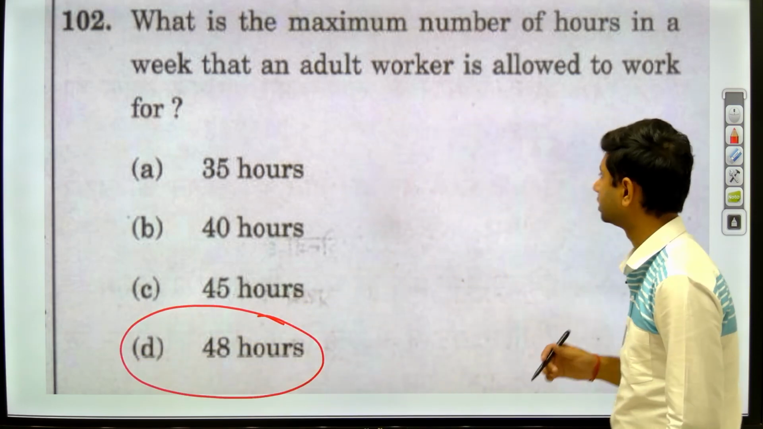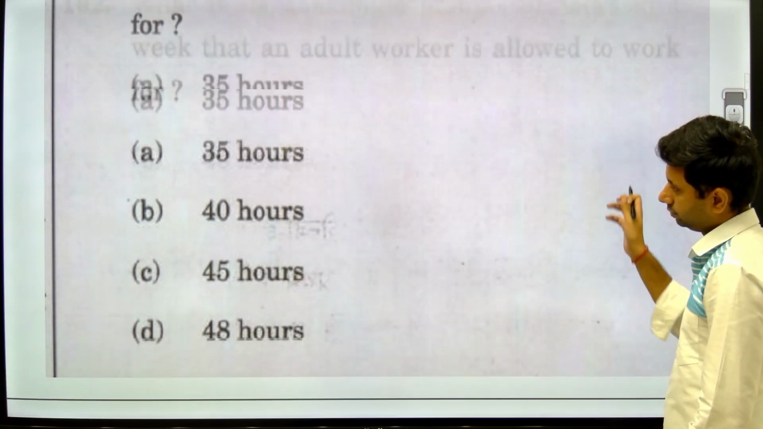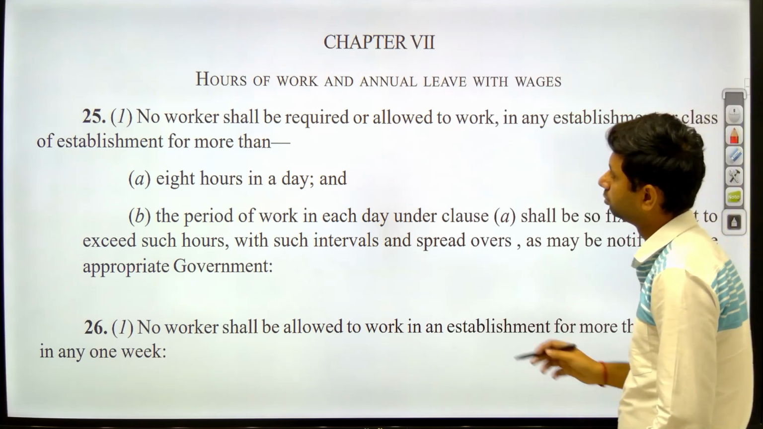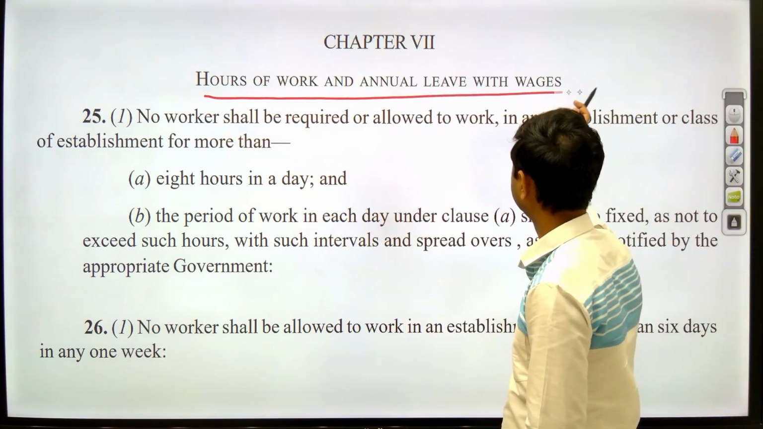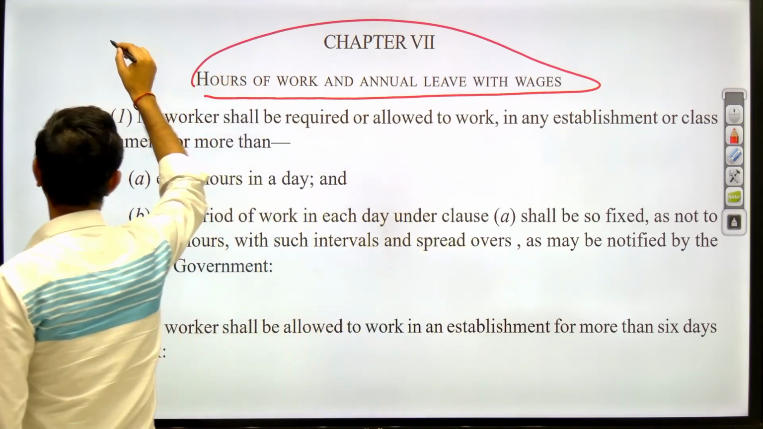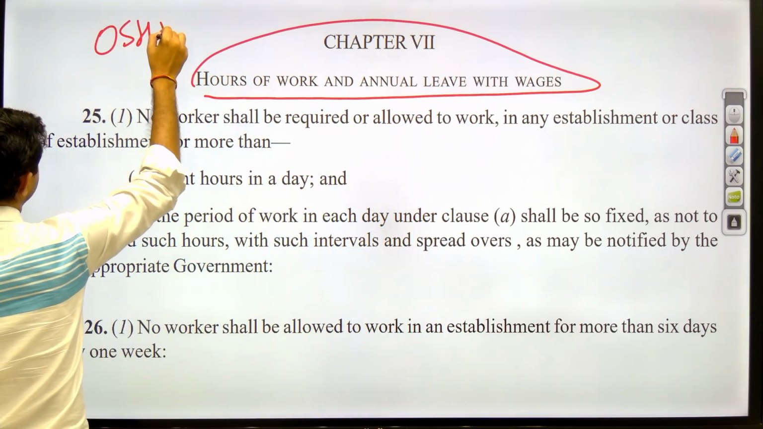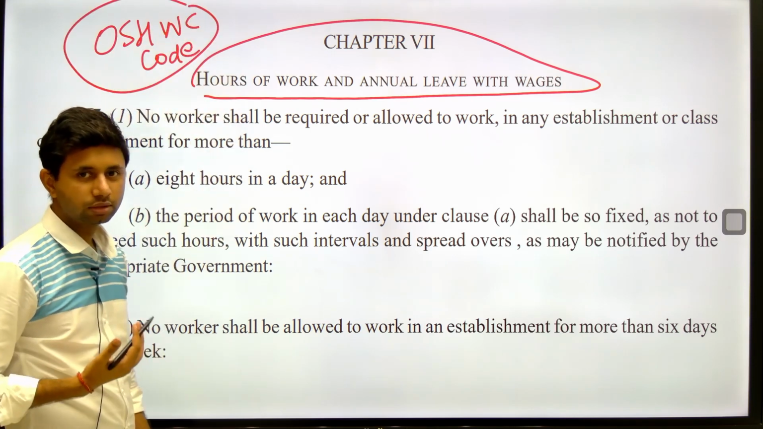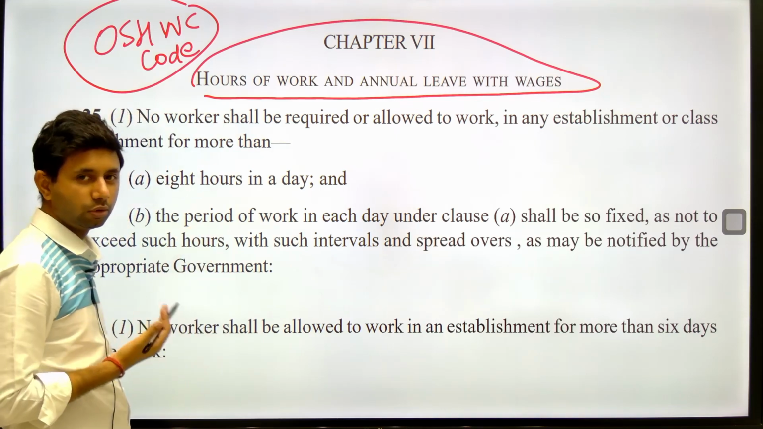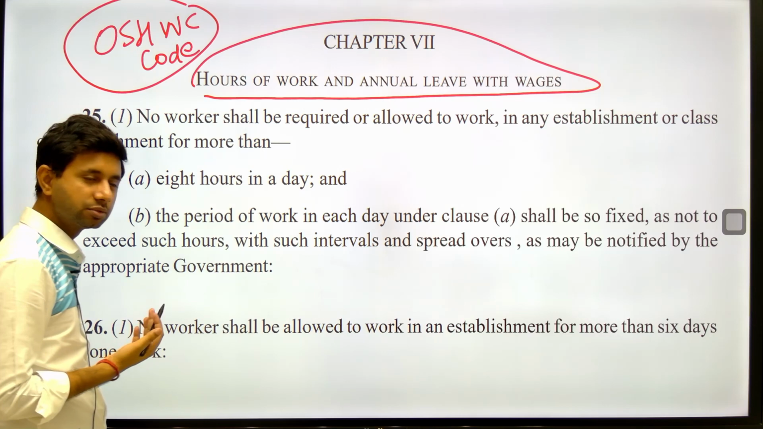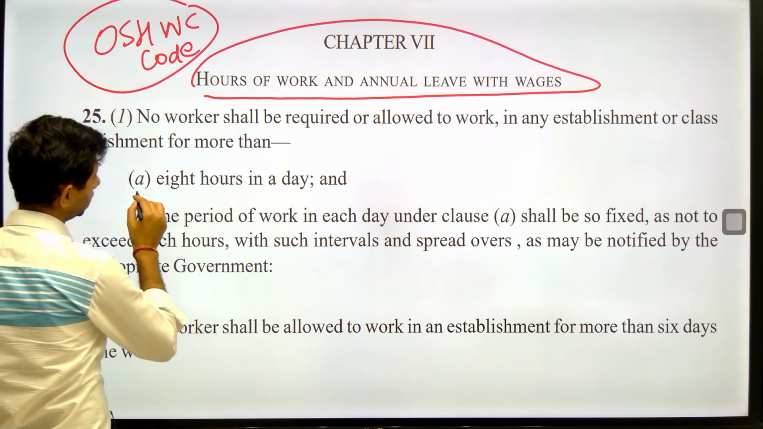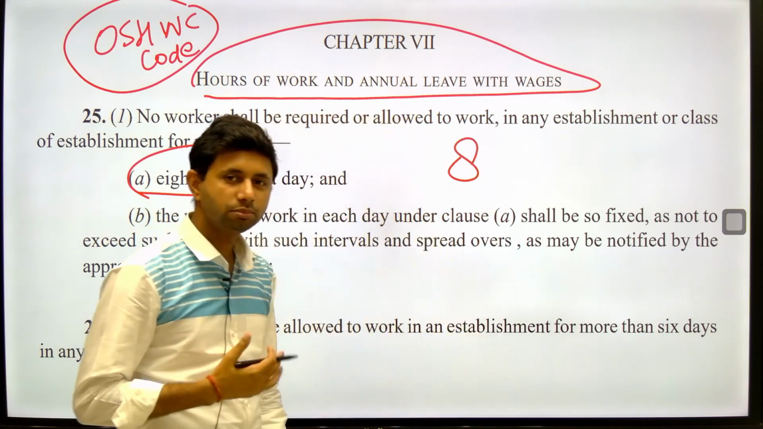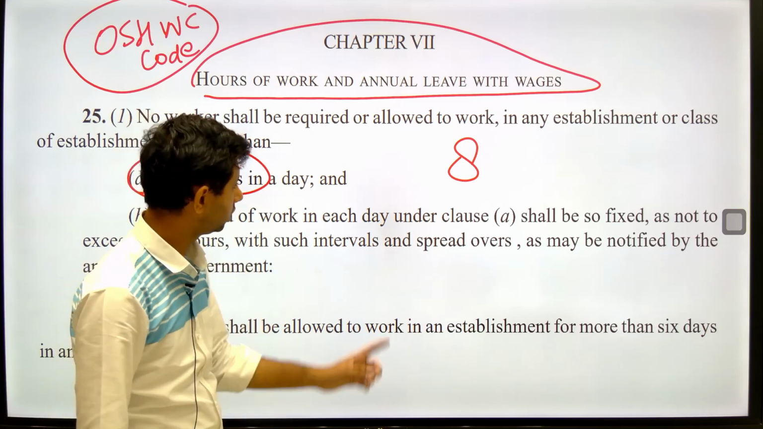And let's see what the law says. So this provision, that is hours of work and annual leave with wages, is mentioned under the Occupational Safety, Health and Working Conditions Code. So under this code, the law says that no worker shall be allowed or required to work in any establishment or class of establishment for more than 8 hours in a day. So for one day, maximum a worker will have to work for 8 hours.